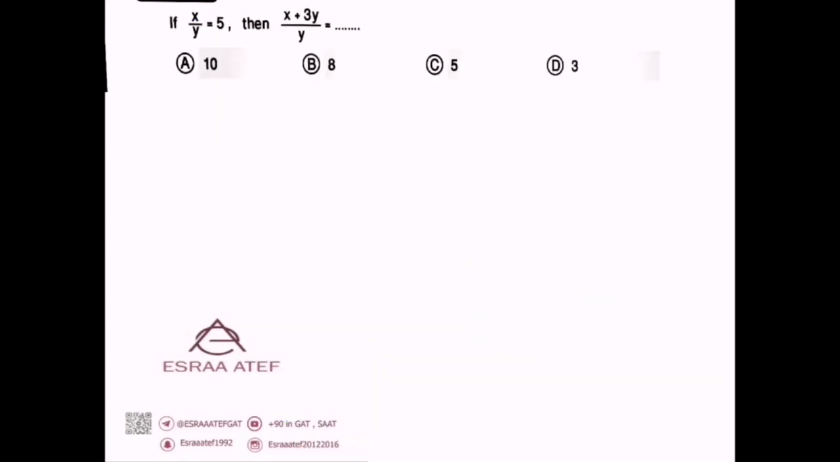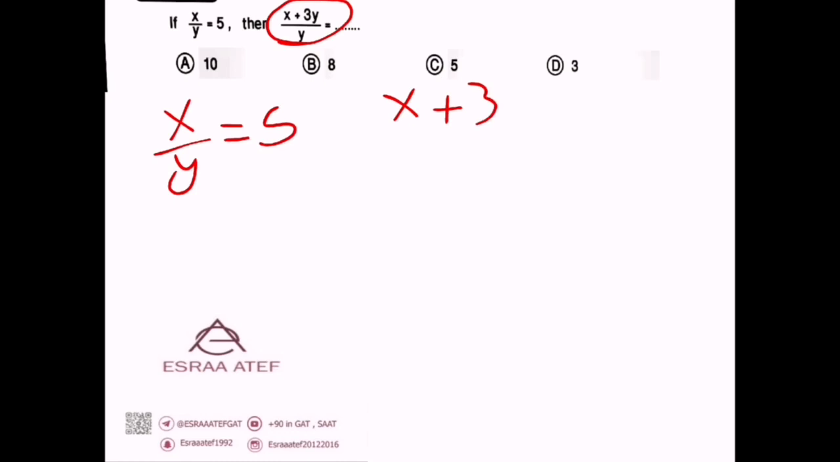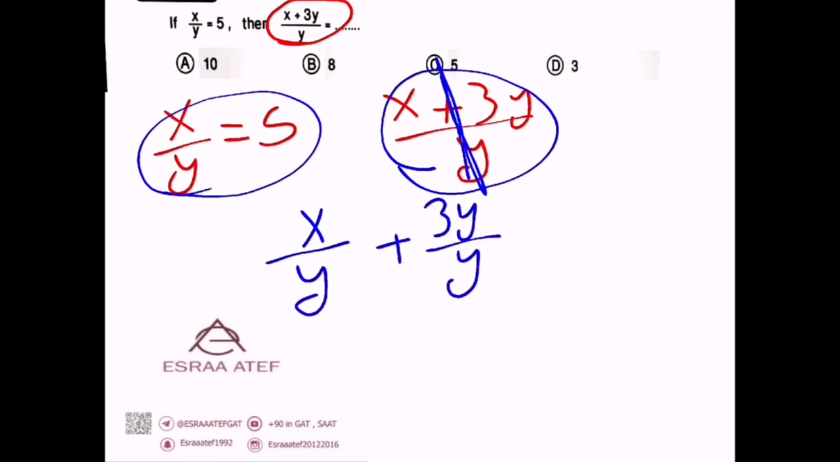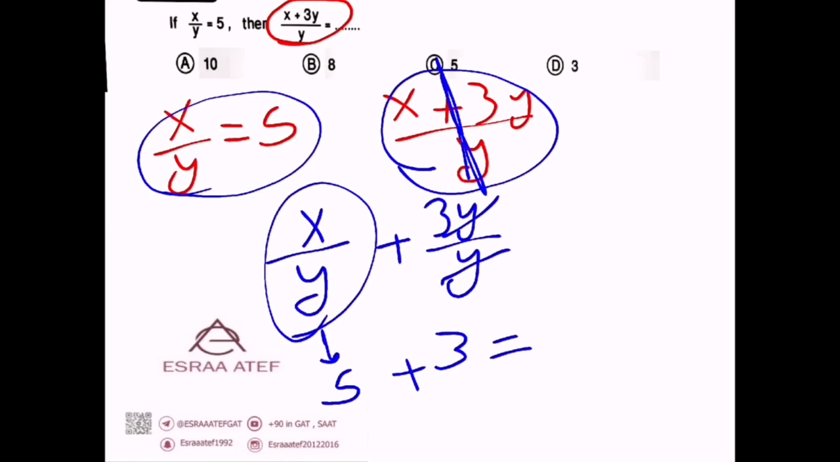Okay, the final one, which is x over y equals 5. And here we have x plus 3y over y, and he wants the value of it. We have the value of x over y, which is 5. How can we get this value? We can make it into two parts, like x over y plus 3y over y. X over y, we have the value of it, which is 5. The y will cancel with the other y, so it will be 3. So 5 plus 3 will be 8. So the answer will be 8.